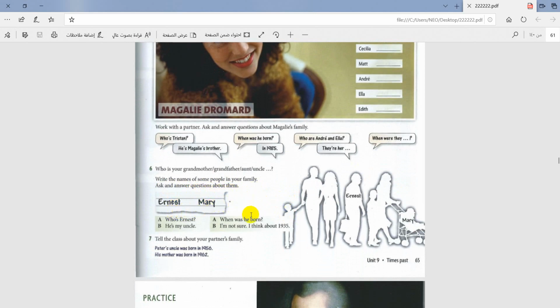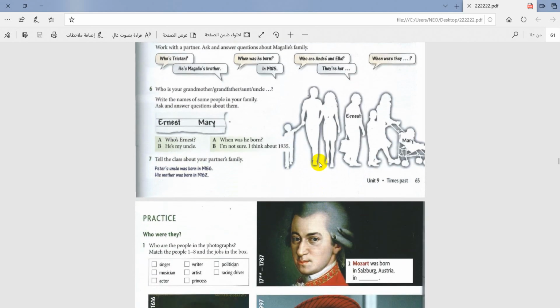Okay, who is Ernst and when was he born? He is my uncle. I'm not sure. I think about 1935. Tell the class about your parents' family.